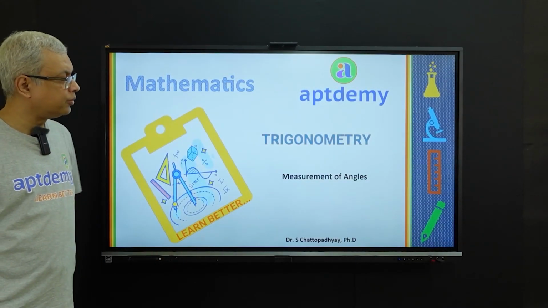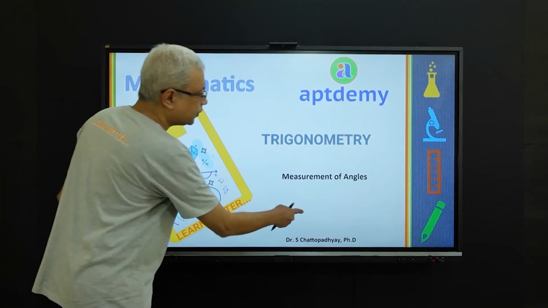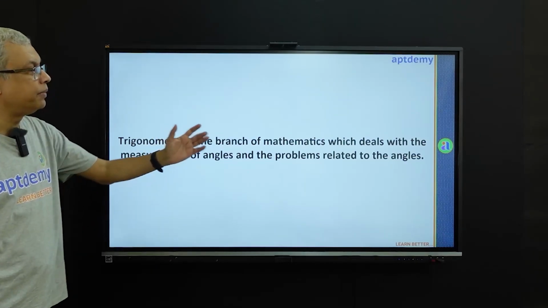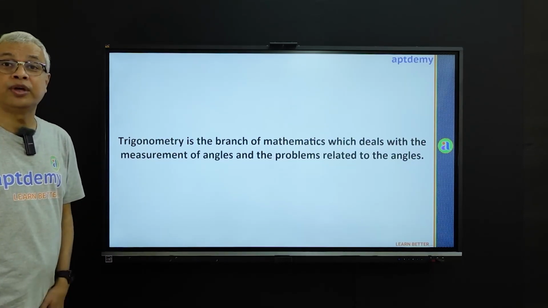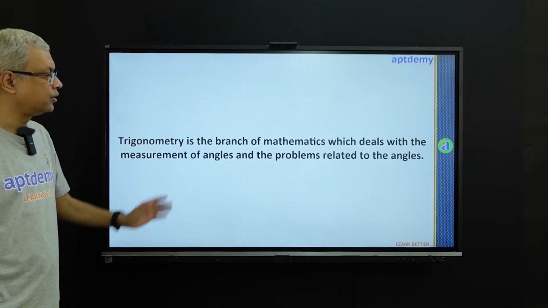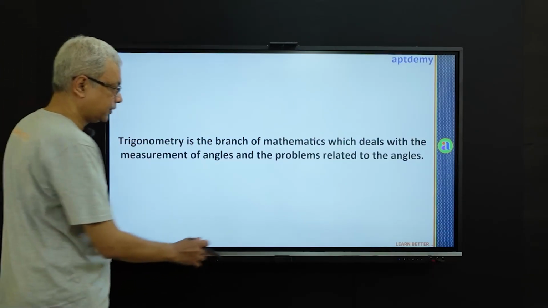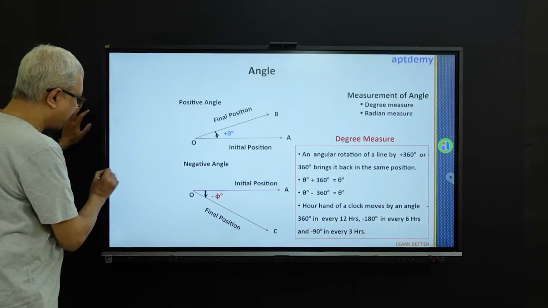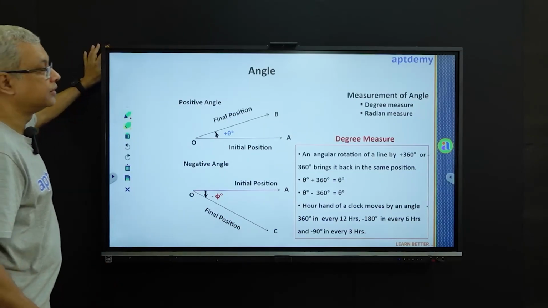Today we will consider trigonometry, measurement of angles. Trigonometry is the branch of mathematics which deals mainly with the measurement of angles and the problems relating to the angles. This is the broad area of coverage under trigonometry. Now, how angles are measured and what is an angle, that we will try to understand.